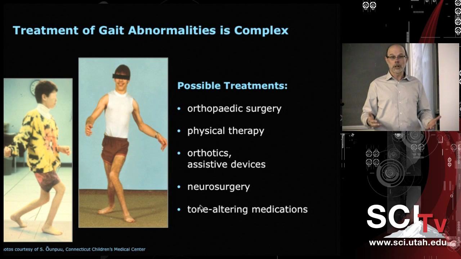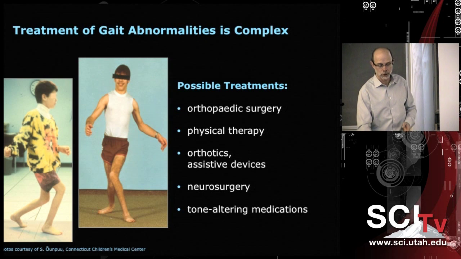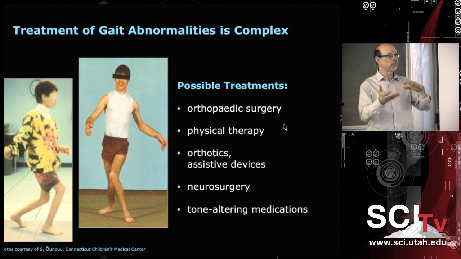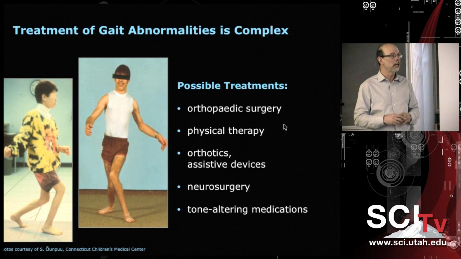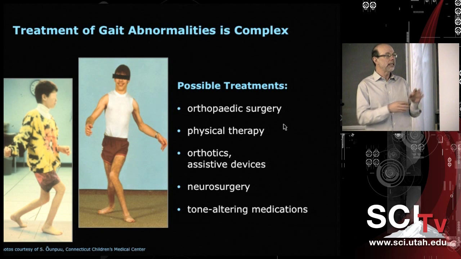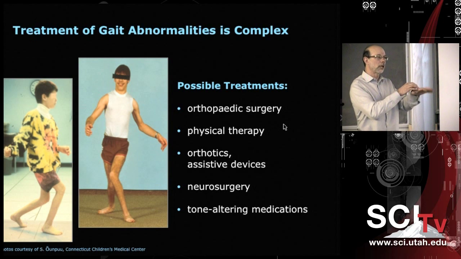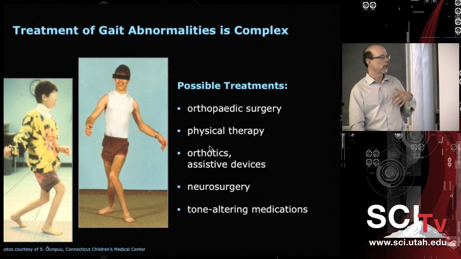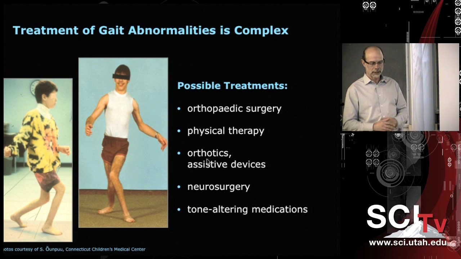The treatment is also complex because, depending on the cause, there are a variety of possible treatments. Orthopedic surgeries are frequently done, in which, for example, for bone deformities, bones are divided and reoriented to produce a more normal limb alignment, or tendons may be released from one side of a joint and transferred to the other side of the joint to better actuate movement on both sides of the joint. Physical therapy to improve coordination or increase strength. Orthotic devices, braces, or other assistive devices are frequently used.